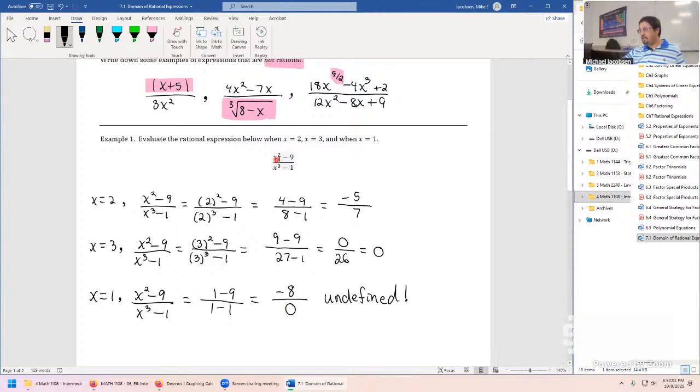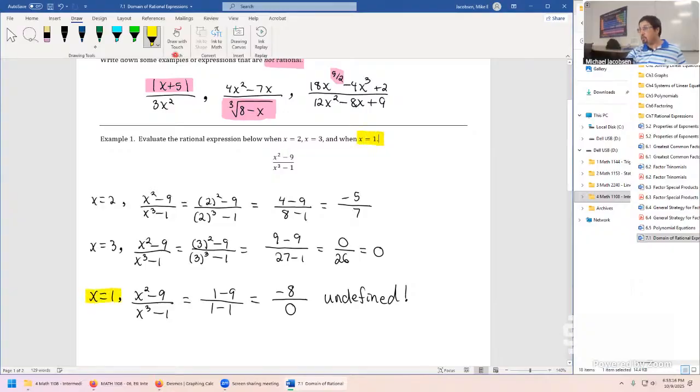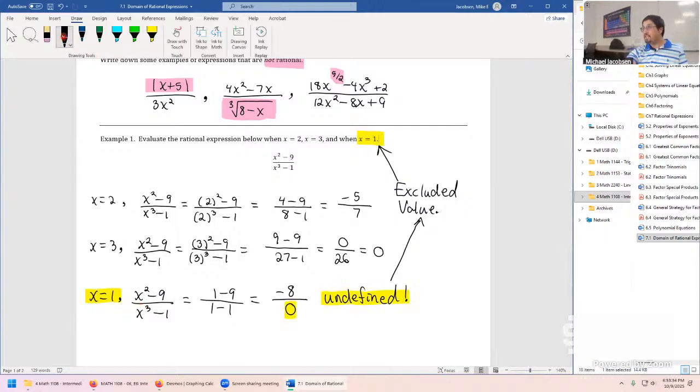And we got undefined not because this is undefined. This has meaning. There's nothing wrong with the rational expression. The problem was the number x equals 1. x equals 1 is something that we're on the lookout for. We're going to call this an excluded value, because we got undefined when we plugged it in. It's undefined because of the 0 in the denominator. So that's going to be the next concept, well, really the major concept in section 7.1. When are our rational expressions undefined? What are the excluded values?